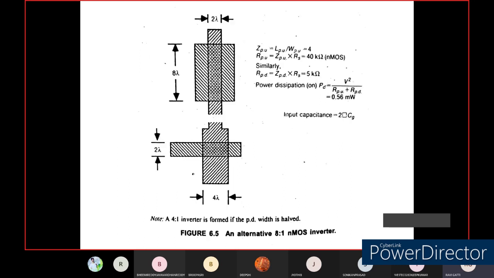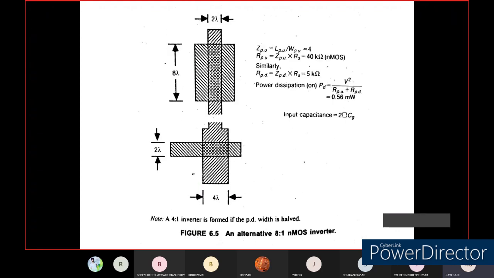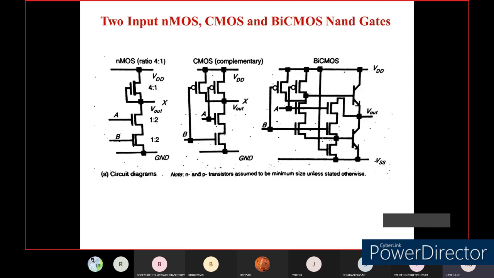The pull-up and pull-down transition ratio is 8:1. The next one is an alternative for your NMOS transistor, also 8:1. So like in this manner also we can divide it. In the previous case you can see what changes we have done, and here what changes we have done. In this case your input capacitance will be 2 CG and your power dissipation will be calculated by using the equation. For the given configuration, the power dissipation will be 0.6 milliwatt. And these are the circuit diagrams.